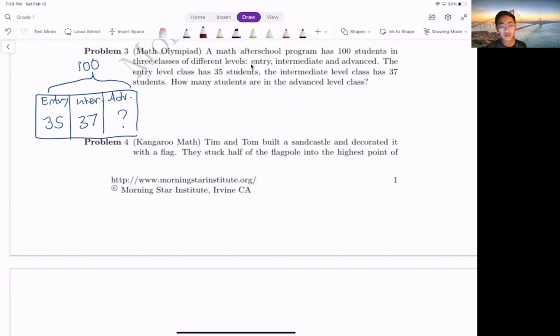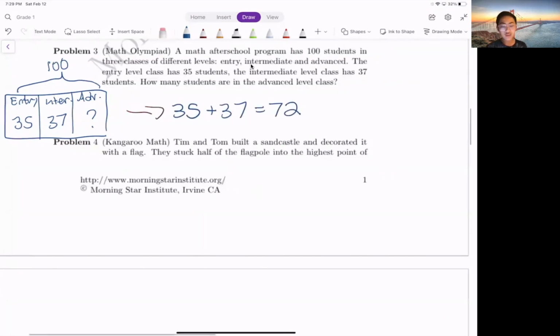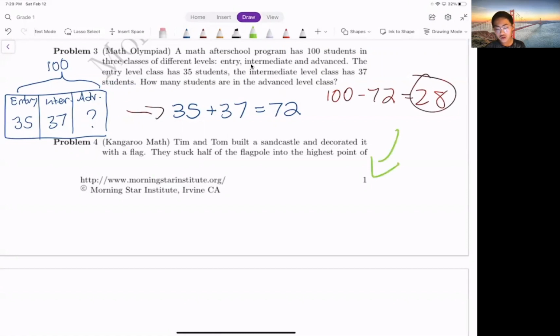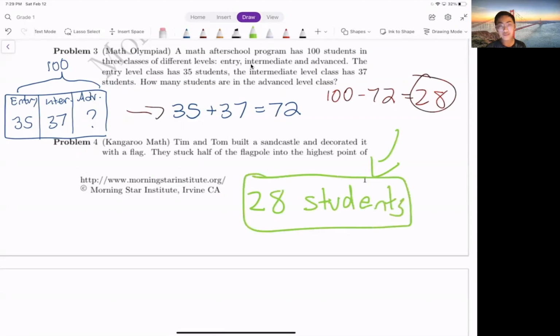And now we can solve for the advanced because we know that what's left over is the advanced. So let's add together the entry and intermediate. 35 plus 37 is equal to 72. And we can find out how many people are in advanced when we subtract 72 from 100, and that just gives us 28 students left over. And from there on, we can just solve that there are 28 students who are attending the advanced class.